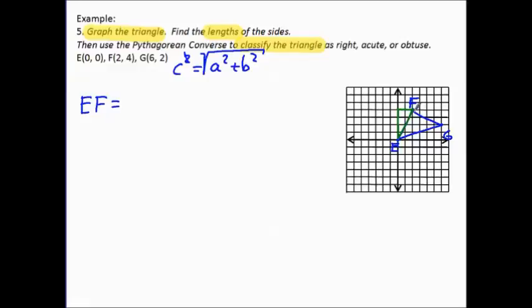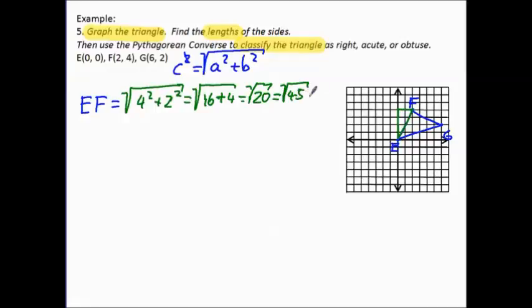So EF is the square root of 4 squared plus 2 squared. In other words, the square root of 16 plus 4, which is the square root of 20. Twenty is 4 times 5. So we are talking about 2 times the square root of 5. That's the length of EF.